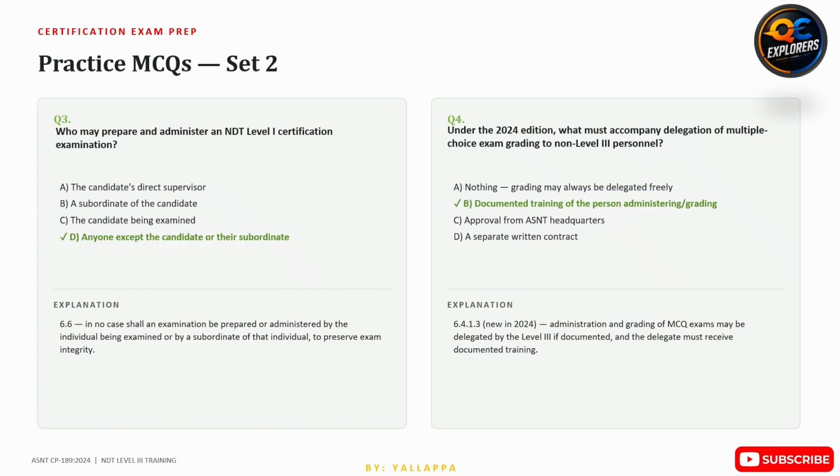The question asks, who may prepare and administer an NDT Level I certification examination? The available options are the candidate's direct supervisor, a subordinate of the candidate, the candidate being examined, anyone except the candidate or their subordinate. The correct answer is option D. Section 6.6 establishes one of the most important principles in any certification program: impartiality.